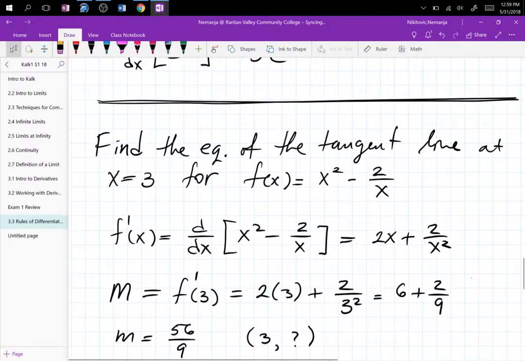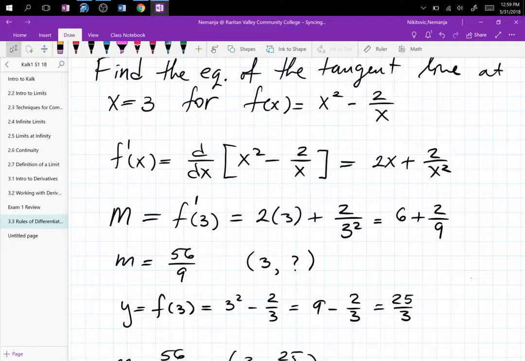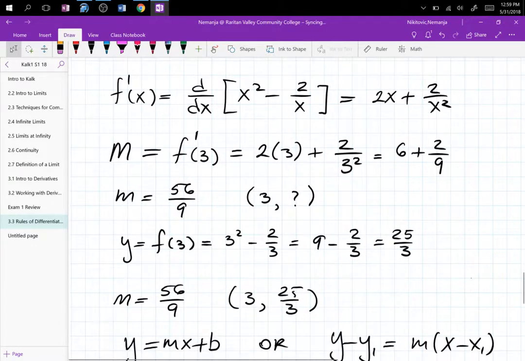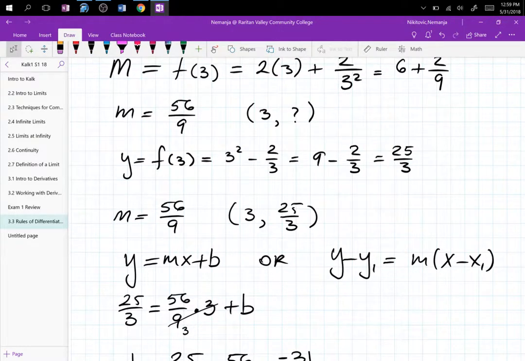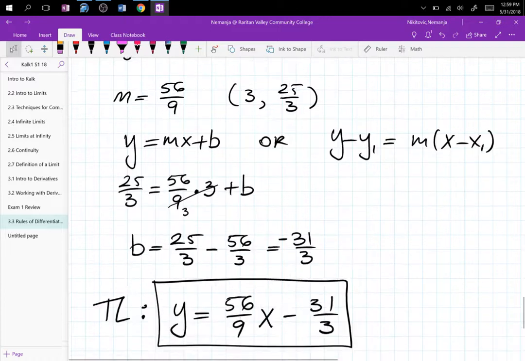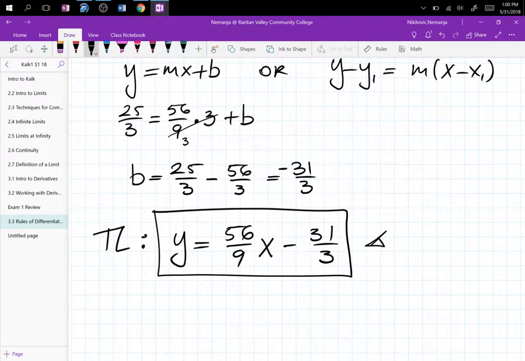So, the procedure will always be the same. Step 1, find the derivative. Step 2, compute the slope. Step 3, if you don't have it, compute y. Step 4, get b using whatever formula you want, and you have m and b to compile the tangent line.